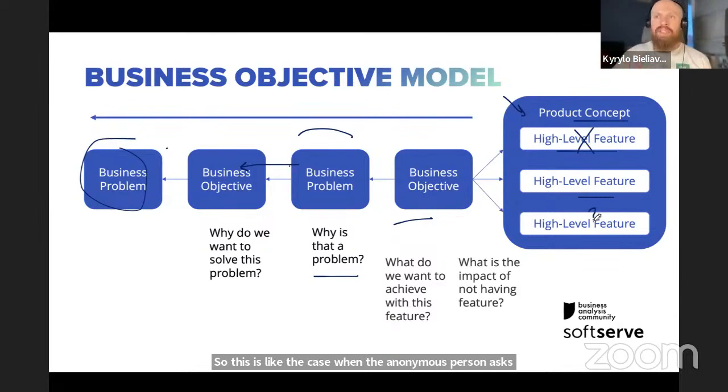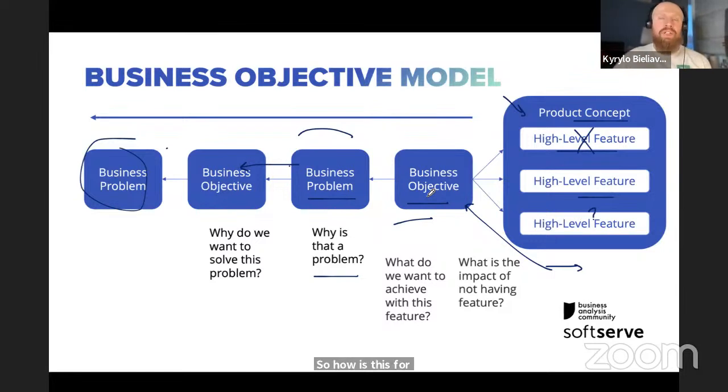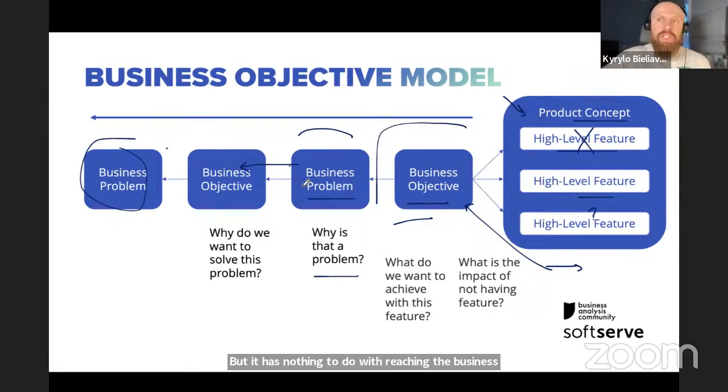So this is the case when the anonymous person asks the question, what to do if we will have new requirements each day? So once you know what is the business objective that you're trying to reach, you ask the question, okay, you bring in this new requirement or this new feature. How does it help to achieve that? Because this is the reason for our project. This is what we all agreed on. This is what we all worked out together. So how is this feature helping to achieve that? And if you have the clear answer to that, then yes, we need this feature. But if we don't know, or it's just someone who wants to have it for his own reasons, but it has nothing to do with reaching the business objective, then we don't need this feature.